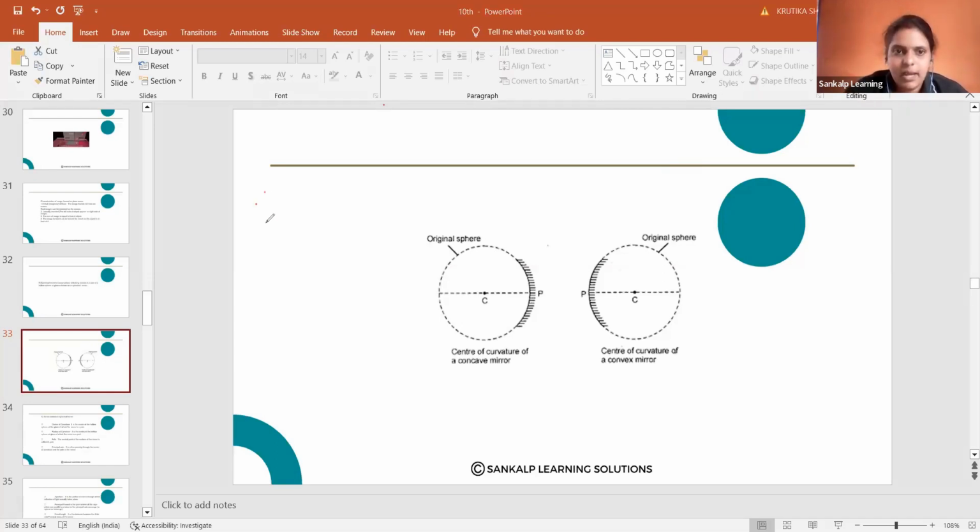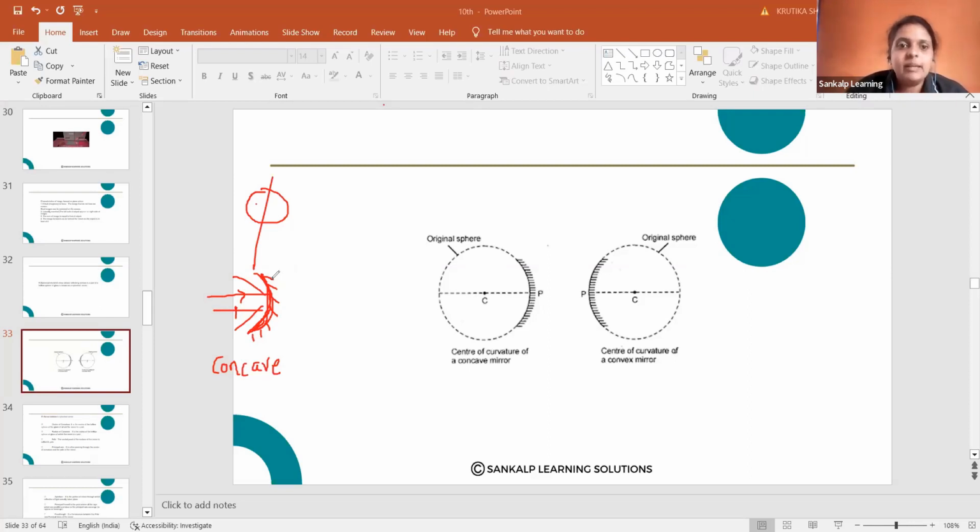So I have a sphere and I cut it into 2 parts. When I cut, one surface is curved inward. These curved inward mirrors are called what? Concave mirrors. I'll shade this area. This shaded area is not reflecting. Only this front face, on which the light is incident, will reflect back and give the image formation.